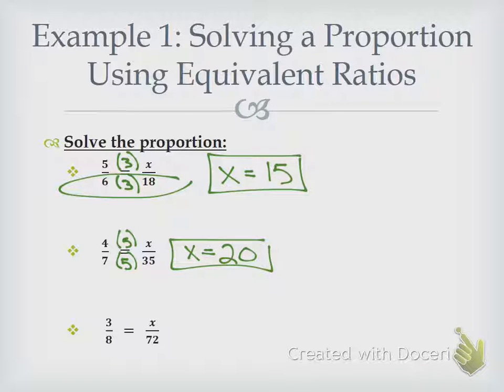What's my missing link for the last one? 9. And so, again, 8 times 9 is 72. So 3 times 9 is 27. Who got that one right? Equivalent ratios. All right, now we are going to do a couple more practice ones because now these are going to look just a little different.